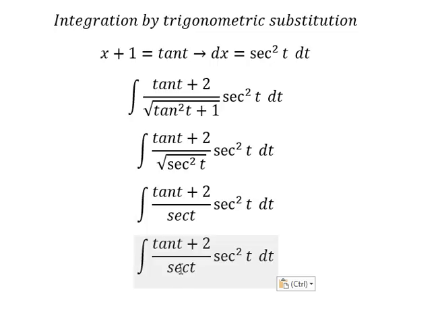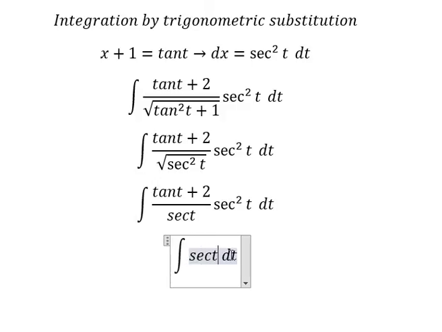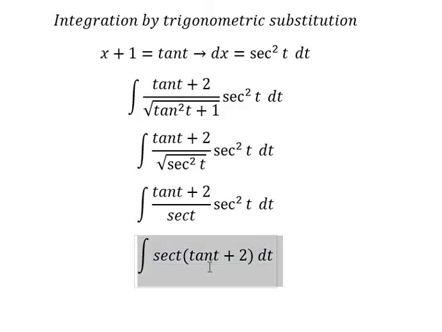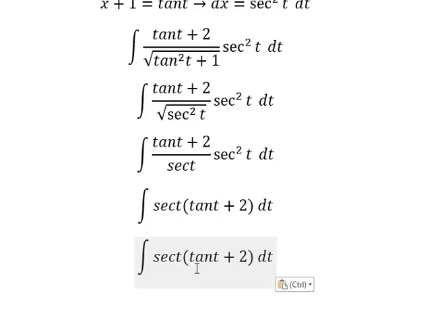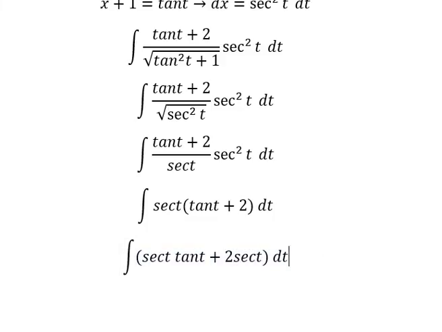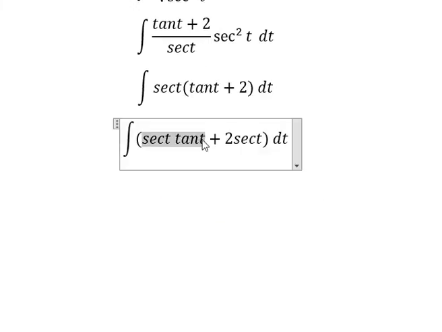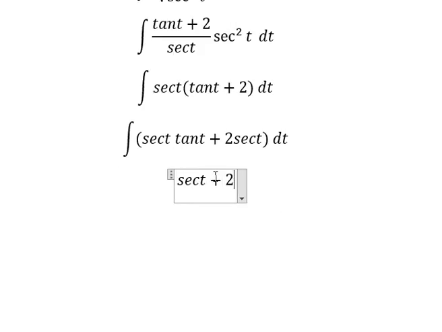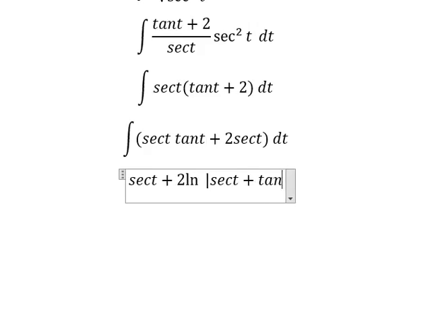Now we need to simplify sec t on the numerator and denominator. Sec t multiplied by tan t, and number 2. The integration of this one, you get sec t. The integration of this one, we have ln of the absolute value of sec t plus tan t, and then we put plus c.